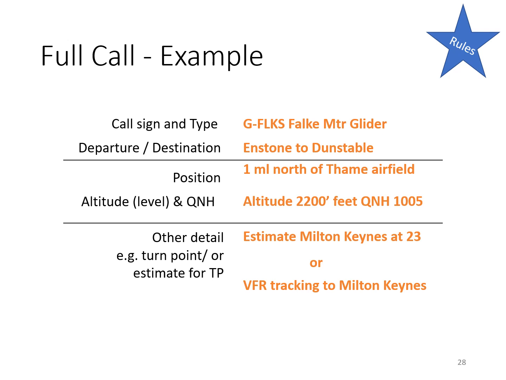Golf Foxtrot Lima Kilo Sierra, Falk motor glider, from Enstone to Dunstable, 1 mile north of Tame Airfield, altitude 2,200 feet, QNH 1005, estimate Milton Keynes at 23, or VFR tracking to Milton Keynes. We could also say Enstone local.